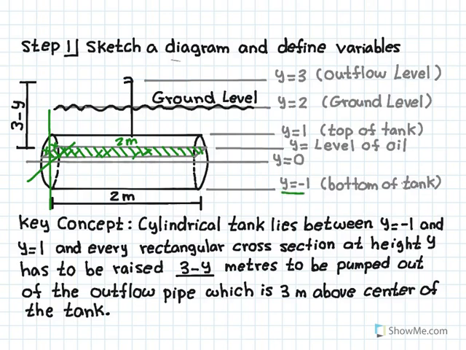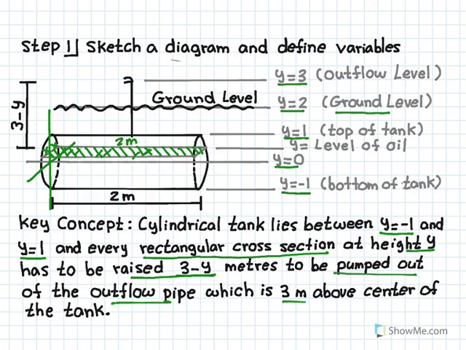So y equals -1 is the bottom of the tank. y equals 0 is the center of the tank. y equals 1 is the top level of the tank. y equals 2 is the ground level. And y equals 3 is the outflow pipe, which is 1 meter above ground level and 2 meters above the top of the tank. The key concept here is that a cylindrical tank lies between y equals -1 and y equals 1. And every rectangular cross-section at height y has to be raised 3 minus y meters to be pumped out of the outflow pipe, which is 3 meters above the center of the tank.